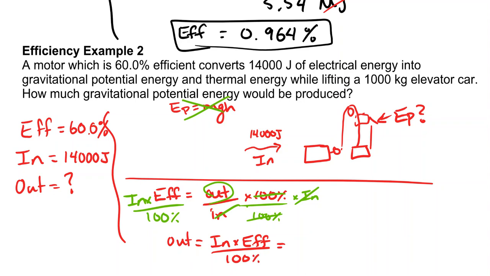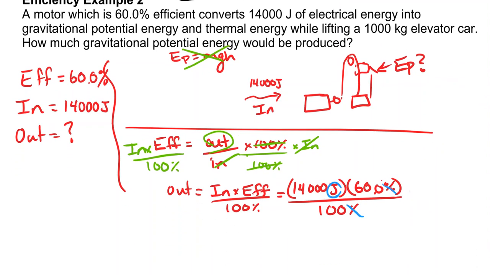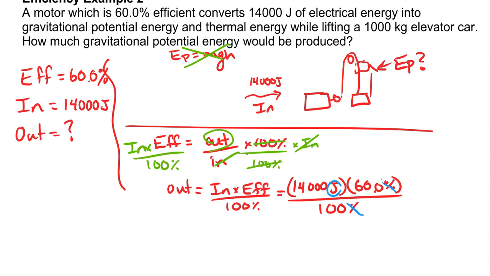Good. So what is the input? The input was 14,000 joules. The efficiency was 60.0%, divided by 100%. So let's look at this. Percent and percent cancel, and we're going to be left with units of joules. No problem. We can do that. And when I put that into my calculator, we're going to get 8,400 joules of output energy.